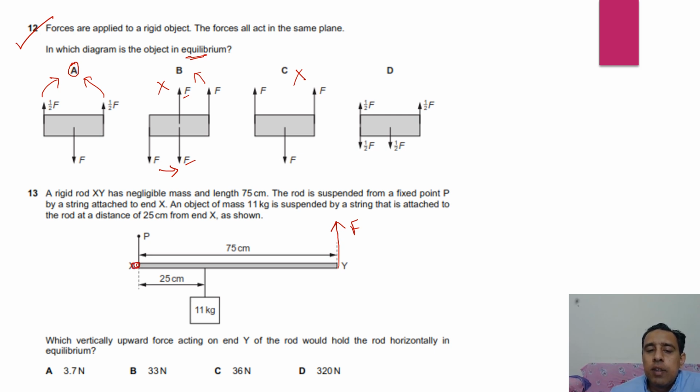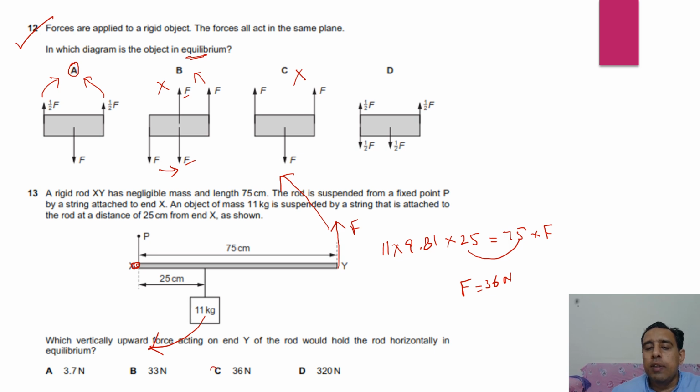So if this point is considered to be the pivot, then this force will move in this way and this force will try to move in this way, meaning the clockwise and the anti-clockwise moments must be equal. So for clockwise moments, this 11 kg, that is 11 into 9.81, this force is multiplied with this perpendicular distance 25, and here this distance is 75 into F. I'm not going to convert the units from centimeter to meter because the units are going to cancel on either side. So by solving it, it's solved here already. This is 36 Newton. So option C is correct.